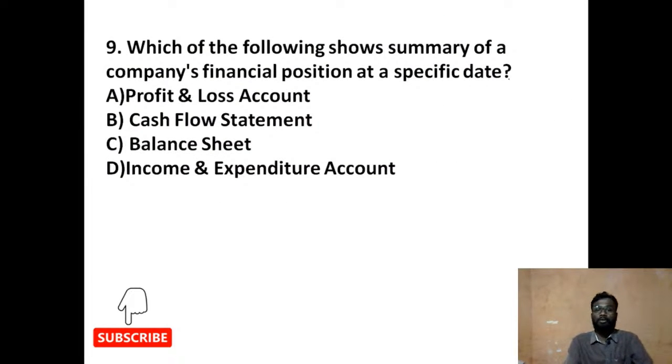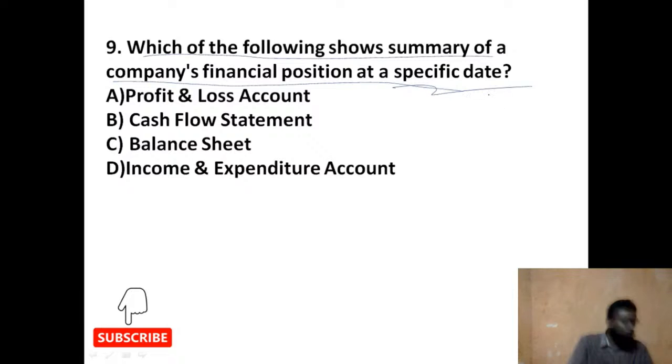Which of the following shows a summary of the company's financial position at a specific date? In any scenario, the company's financial position will be shown by the balance sheet. The balance sheet is a statement which shows you the financial position on a particular date. Very good guys.